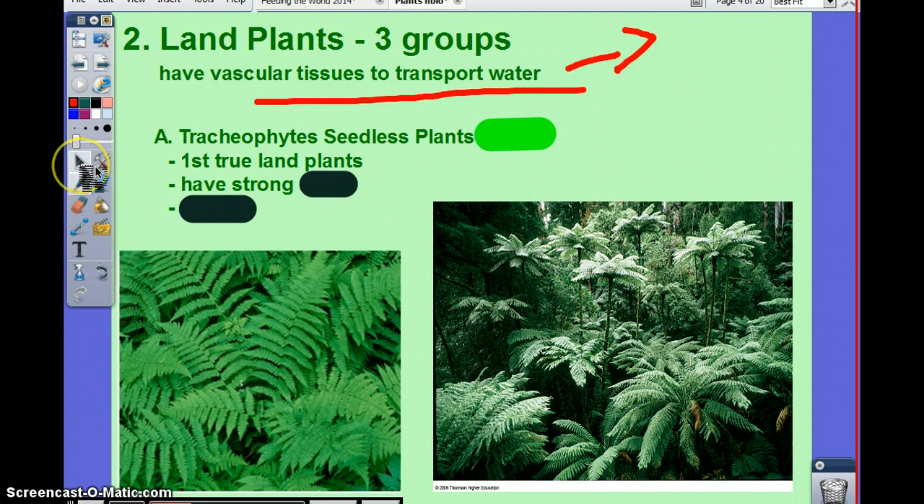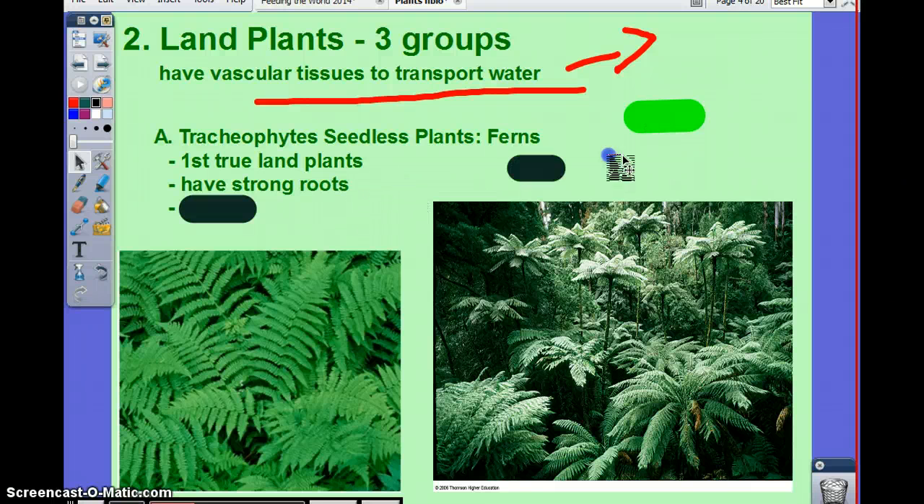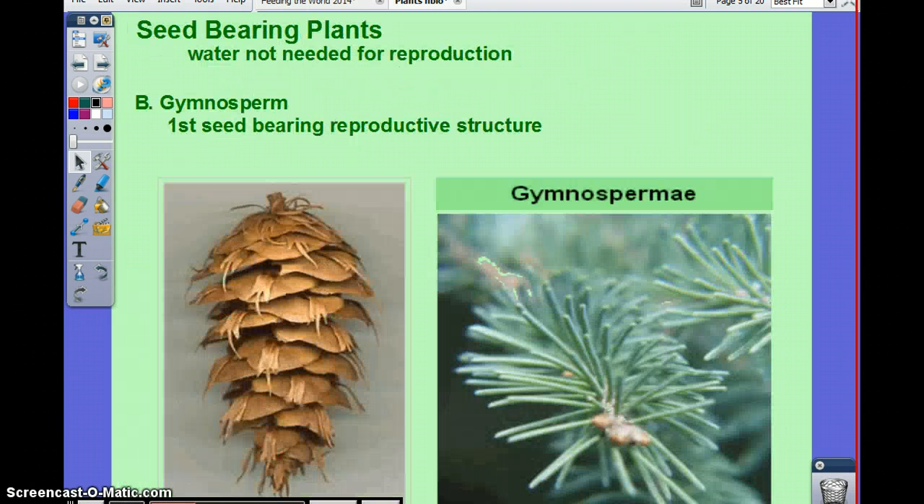So the first are called tracheophytes. And these are what we reference as seedless plants. A big example of seedless plants is ferns. They are known as the first true land plants. If you look at the history of plants, the first plants to adapt from water to land were ferns. They have strong roots and they have stems.